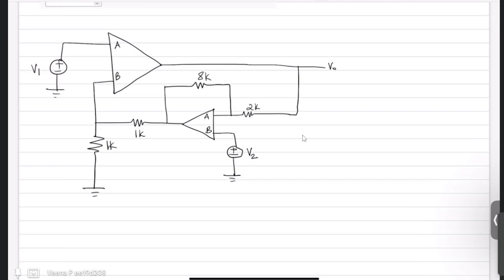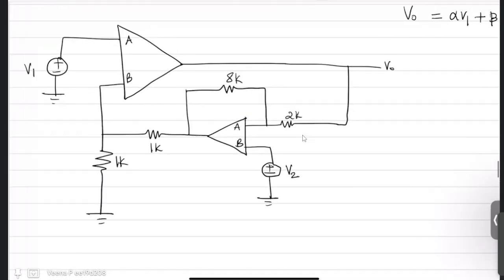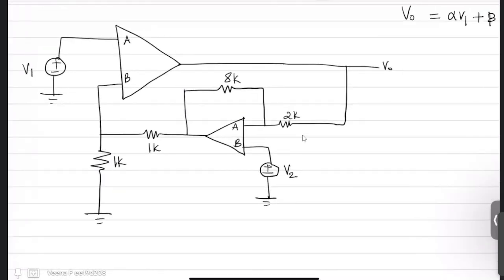You are asked to express V naught in terms of V1 and V2, where V naught is alpha V1 plus beta V2. So how to write this? Let us start with the basics. Whatever we know, let us apply on the circuit. We know that these are ideal op-amps, so we can apply the virtual short concept. So this point, the voltage is V1 because one side is ground, other side is V1. That means at this point also that is V1. That means this point is also V1.